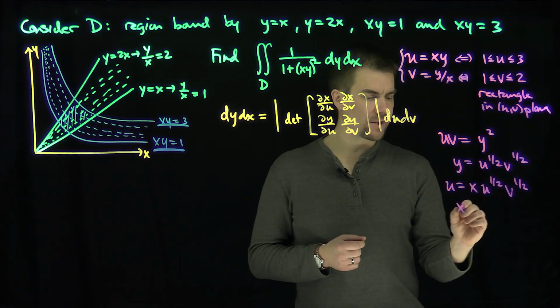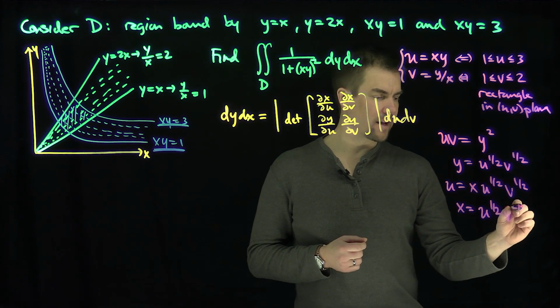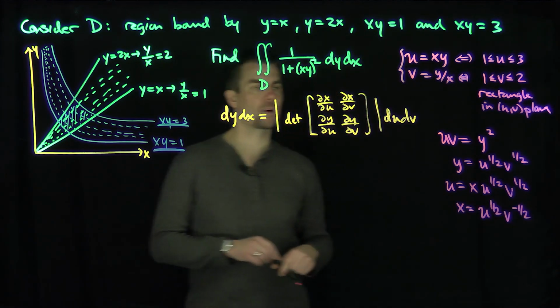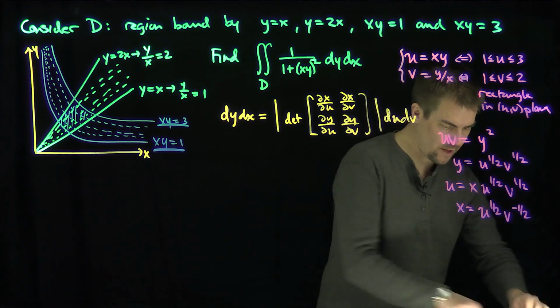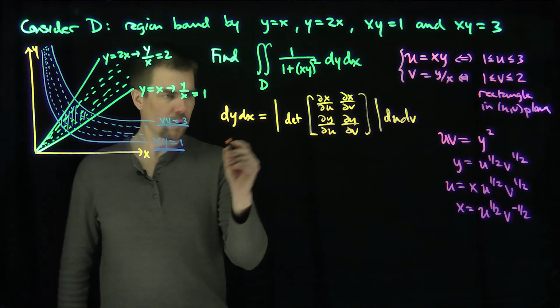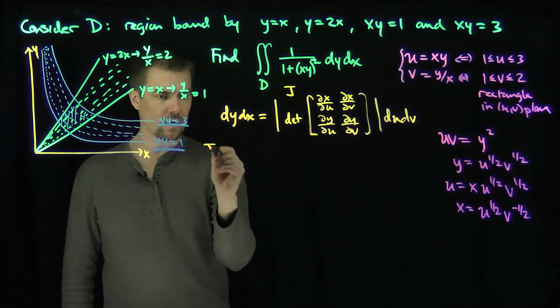So that tells me that x is equal to what? x is equal to u to the 1/2, and then v to the negative 1/2. Okay? So let's compute our differential now. So what's our differential going to be? So this matrix over here, that's our Jacobian matrix J.